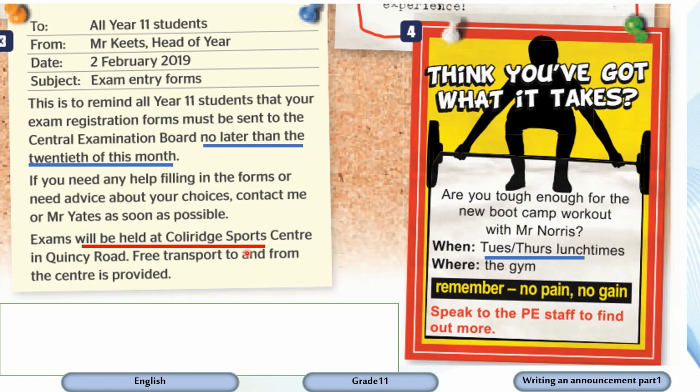So do you think this will happen on the school premises? And look at this, on Tuesday and Thursday lunchtime, which means that it will take place more than one day. So it must be sent. This is an obligation, so it is obligatory to send the form.